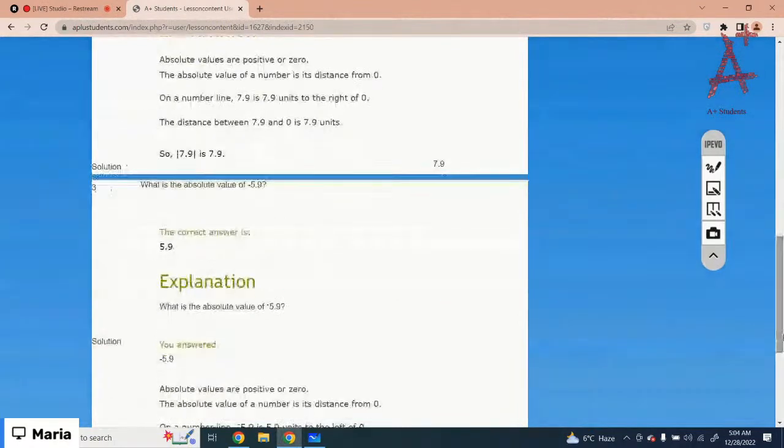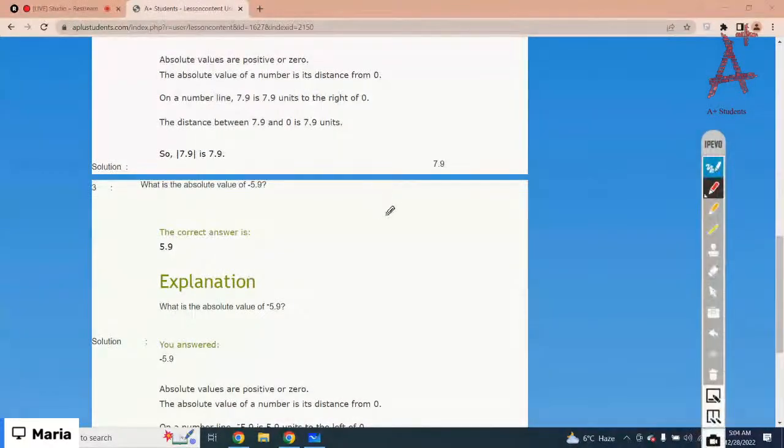For example, just look at this example, negative 5.9. You have to find the absolute value of negative 5.9. Got it? So the absolute value of negative numbers are always the positive numbers. Got it? So it would be then positive. Got it? Let's just start with the practice questions.